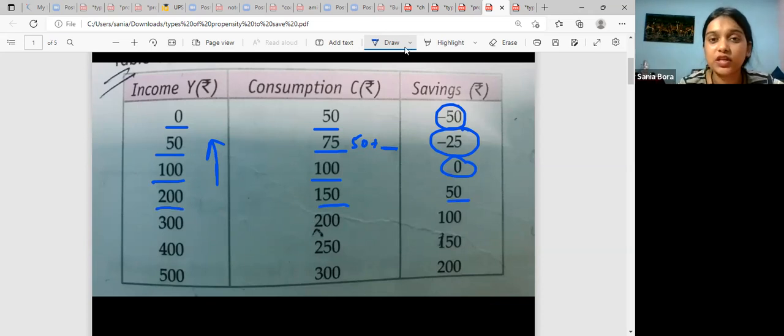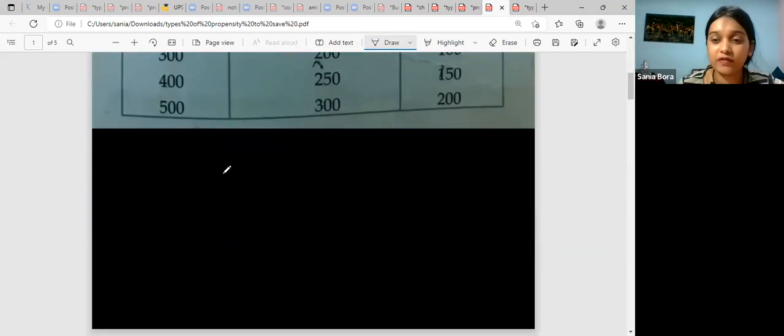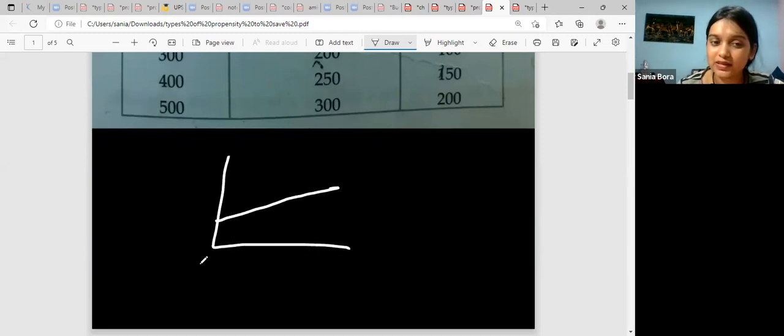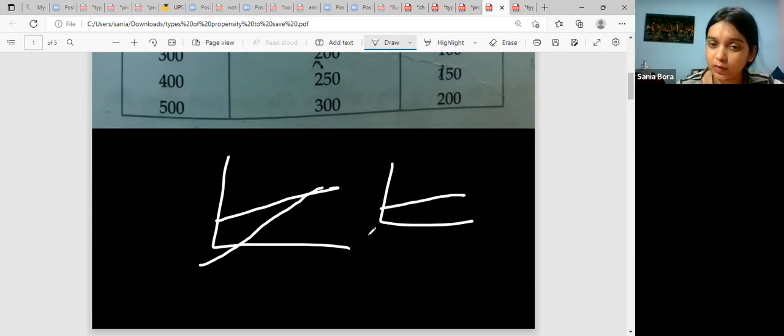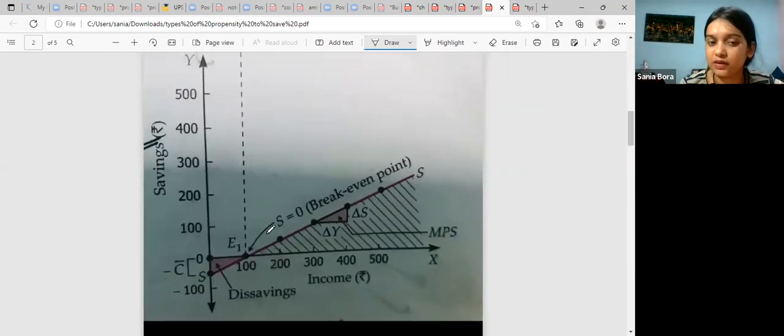Once you are done with the schedule, you will draw your graph. You know the graph; we already made this in the previous topic as well. Your consumption will be going like this and your savings will be going like this. Somewhere they will meet over here, and that point is known as the break-even point. Here they have just drawn the savings curve, but you have to draw the consumption curve as well. I'm just giving you a rough idea. Okay, clear?